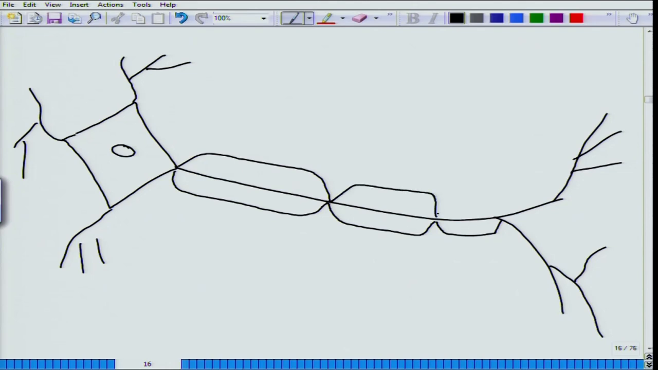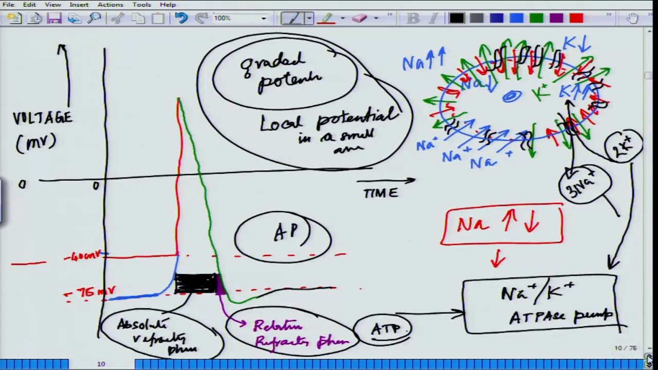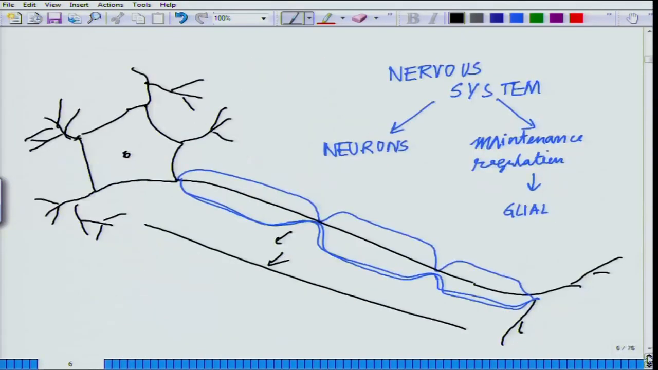If you go back to the lectures, let me see which one is where I talked about the myelin sheaths. Yeah, look at this. This is the myelin sheath that I am trying to tell you about. Now what is this myelin sheath?